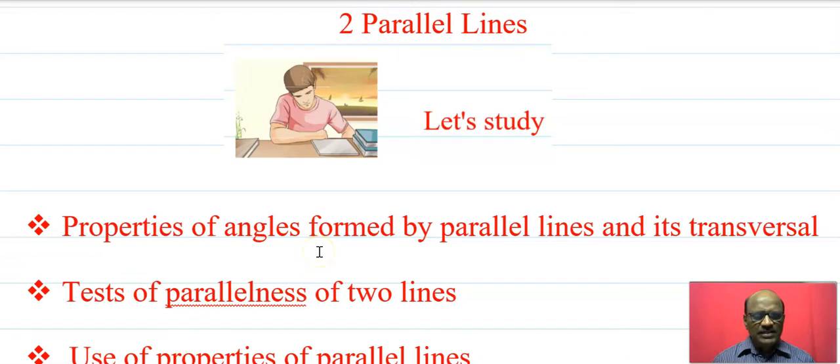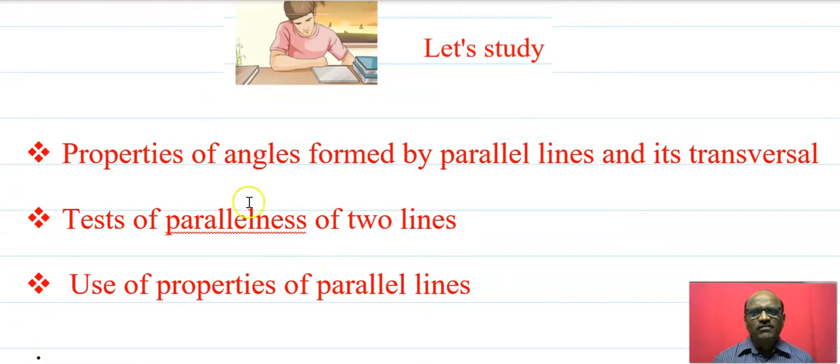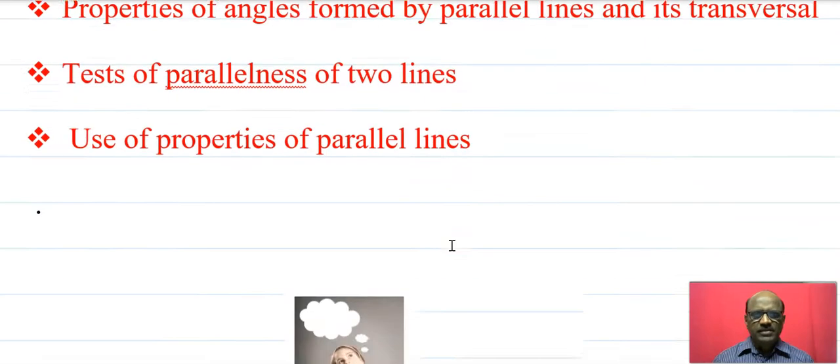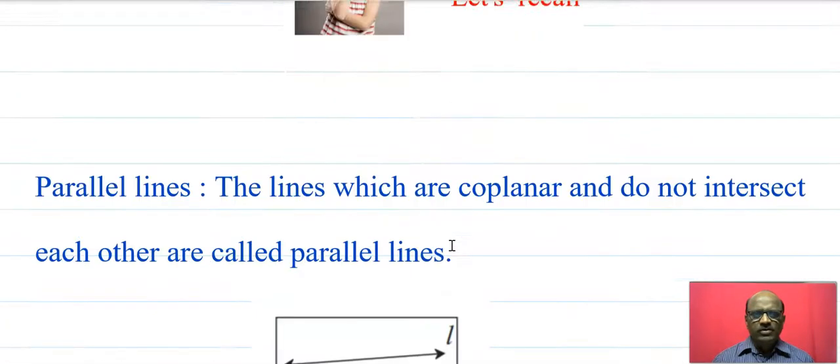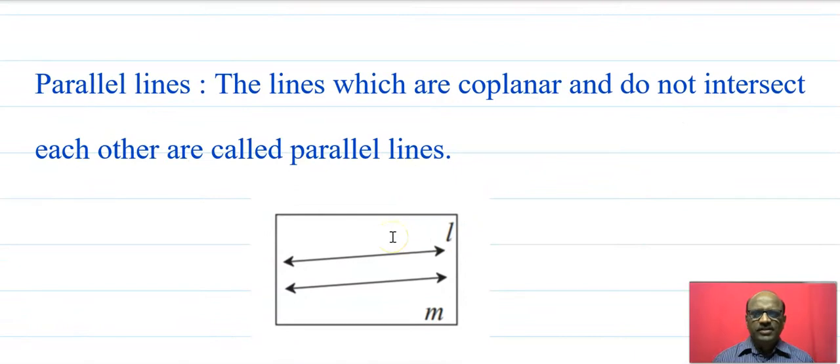Parallel lines. Let us study the properties of angles formed by parallel lines and their transversal. Test of parallelness of two lines, that is what we are learning in this chapter. Use of properties of parallel lines. Now let us recall the definition of parallel lines. The lines which are coplanar and do not intersect each other are called parallel lines.